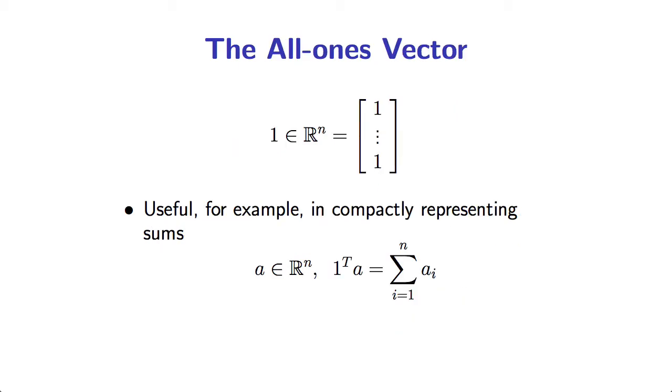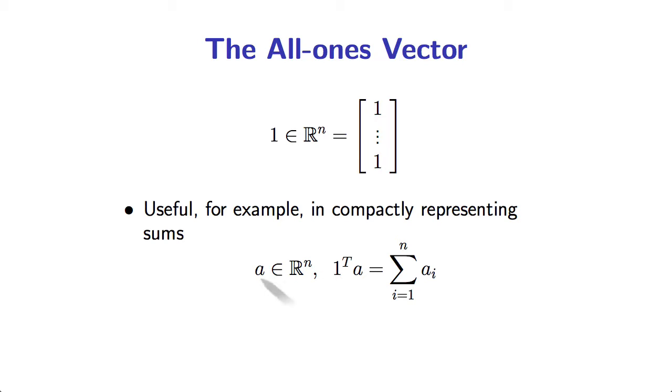A couple more special cases of vectors and matrices. The number 1 is also special in that it can represent either just the number 1 or a vector in R^n that has nothing but 1 elements. So this vector 1 has n elements that are all 1. This can be very useful, for example, in compactly representing a sum.